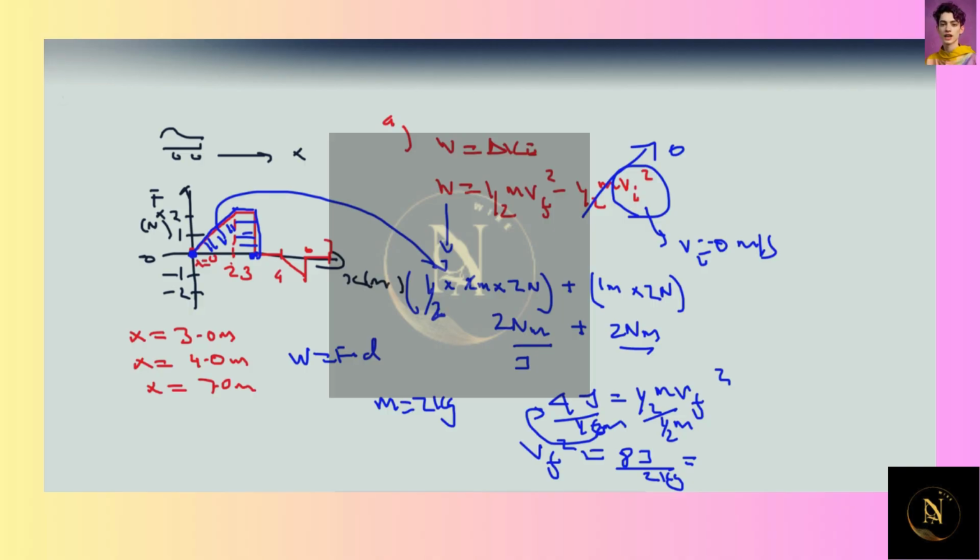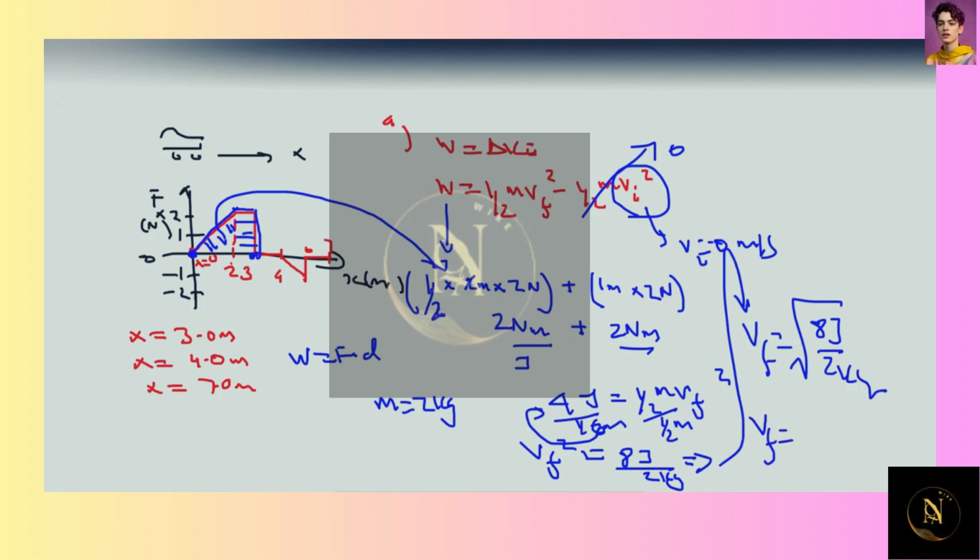That's 4. To find v final, we have to take the square root of that, so 8 joules over 2 kilograms, and that gives us a v final velocity of the square root of 8 over 2. We're just going to do that with the calculator, and that gives us 2. So 2 meters per second.